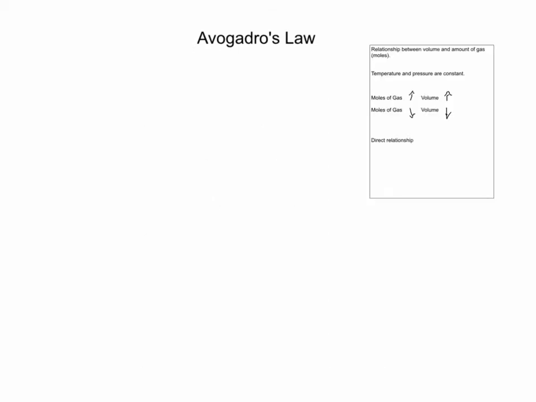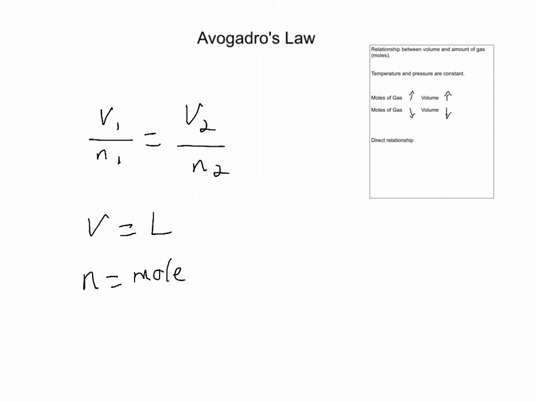The equation for Avogadro's law is V1 over N1 equals V2 over N2. Volume must be in liters, and N is moles. In this equation, you solve for a variable just like you do in all of the other laws. Label each variable appropriately, and then solve for the one that's missing.